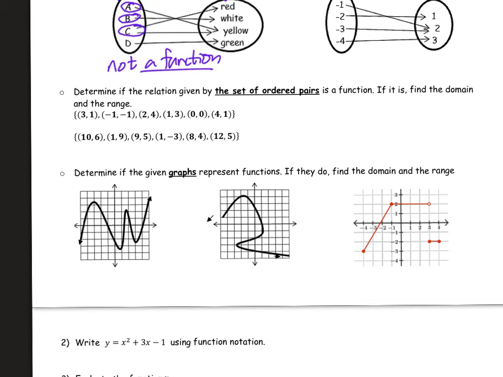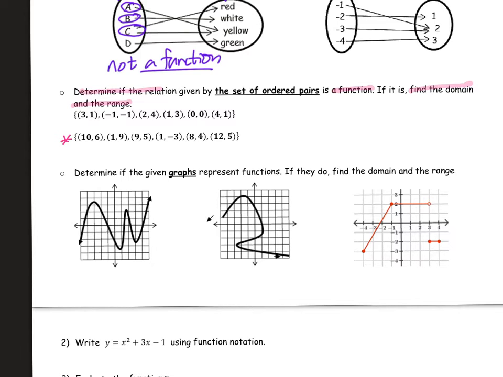Okay, determine the relation given by the set of ordered pairs. So we're doing exactly the same thing. I want to determine if it's a function, and then find the domain and range. So on this one, I think I'm going to do, which one am I going to do? I think I'm going to do this one.